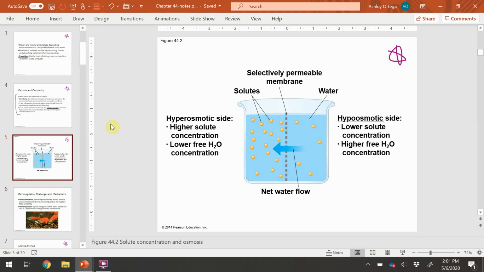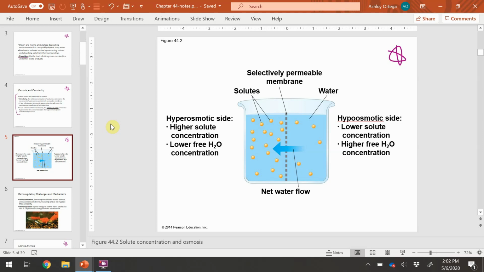Water is going to move from where it's more concentrated to where there's less concentration of water. So it's going to move here from the hypoosmotic side to the hyperosmotic side. These terms are important to understand, and we're going to apply them to different environments in the next few slides. So you want to be able to understand what these terms mean.